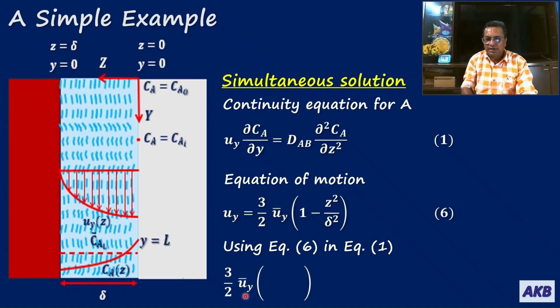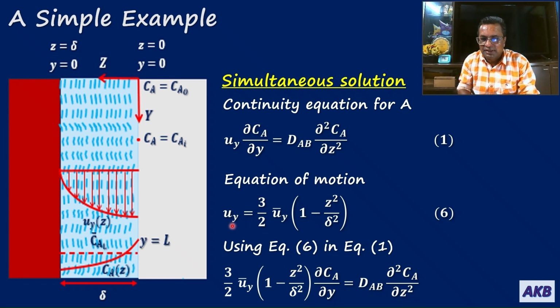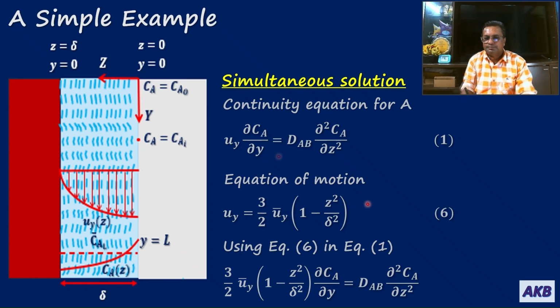So it will be 3 by 2 u bar y into 1 minus z square by delta square into dou Ca by dou y, that is equal to DAB into dou square Ca by dou z square. So what have I done? I have replaced uy in equation number 1. So let us move ahead.